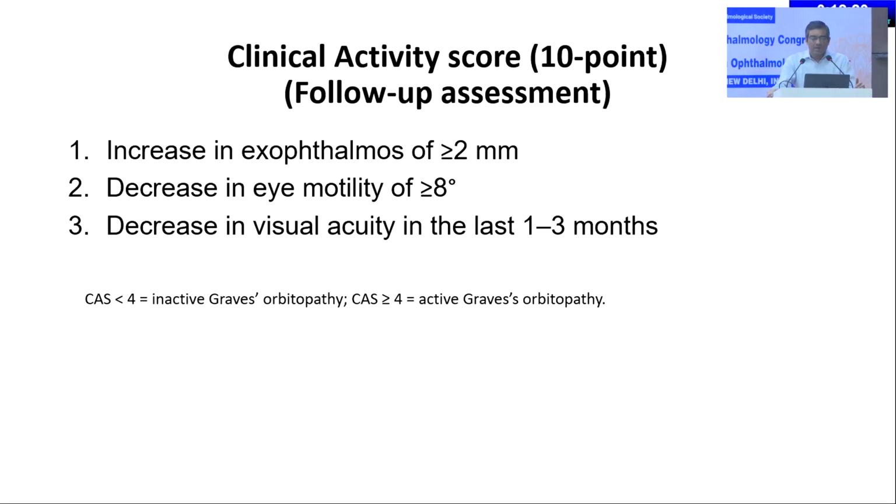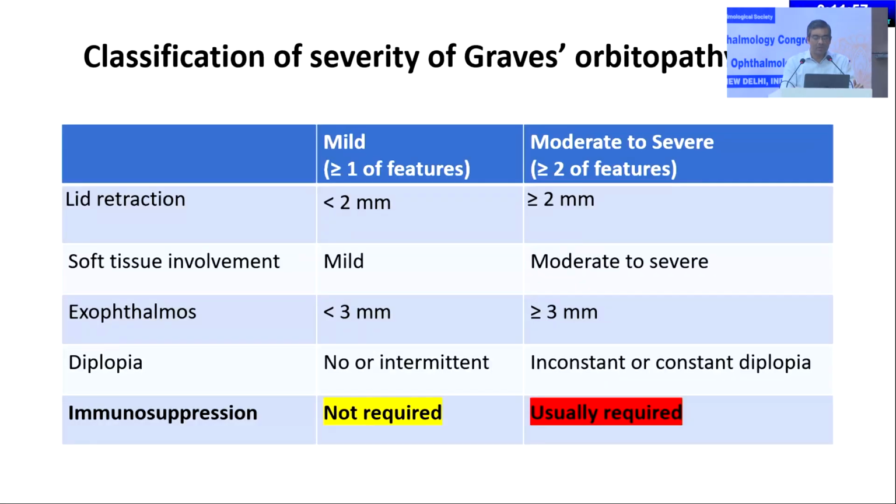So it's important at the first visit to also document the baseline proptosis parameters, the baseline ductions, and the baseline visual acuity, because only then will it be meaningful to apply this score at follow-up. And the scoring system is a little bit different. When we have a 10 point assessment, less than 4 is inactive, and 4 or above is active Graves orbitopathy.